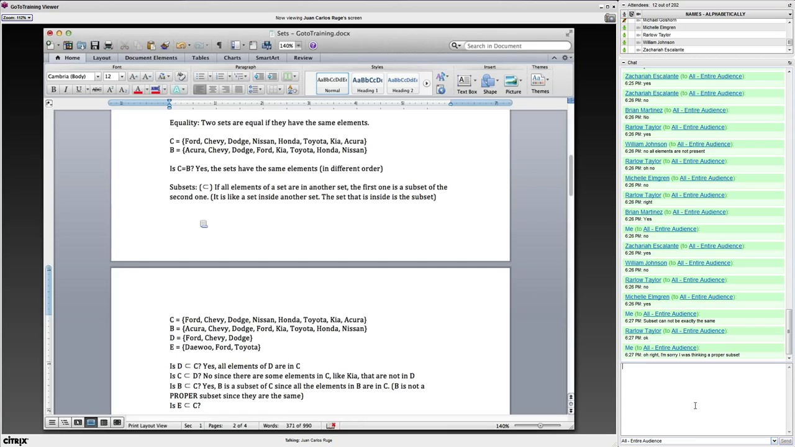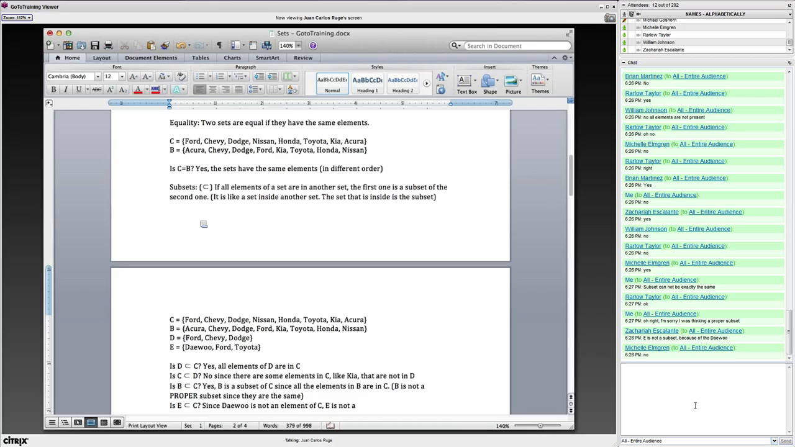Finally, is E a subset of C? Correct. Since Daewoo is not an element of C, E is not a subset of C. Guys, questions about equality and subsets?